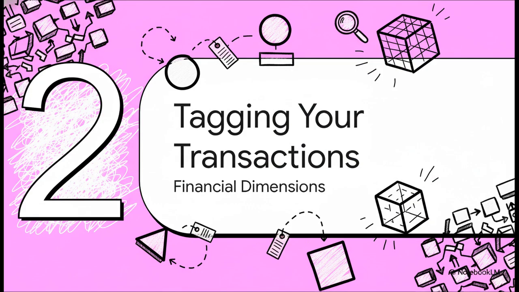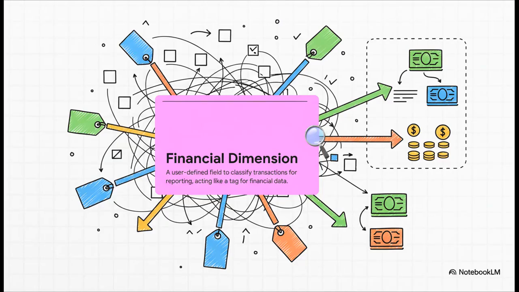This brings us to the hero of our story today: financial dimensions. This is the really elegant solution to all that chaos we just saw. So, what in the world is a financial dimension? Honestly, the best way to think about it is just a tag, like a tag you'd put on a blog post or a photo. It's a custom field you create to add context and classify your transactions. You're not creating a new account, you're just adding a little descriptive label to your data.